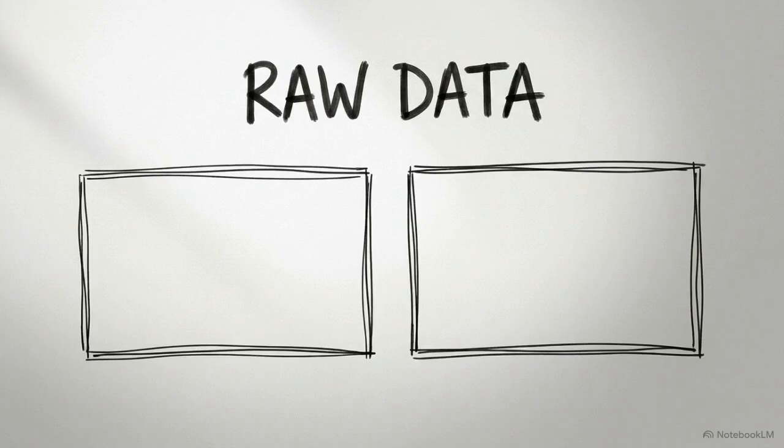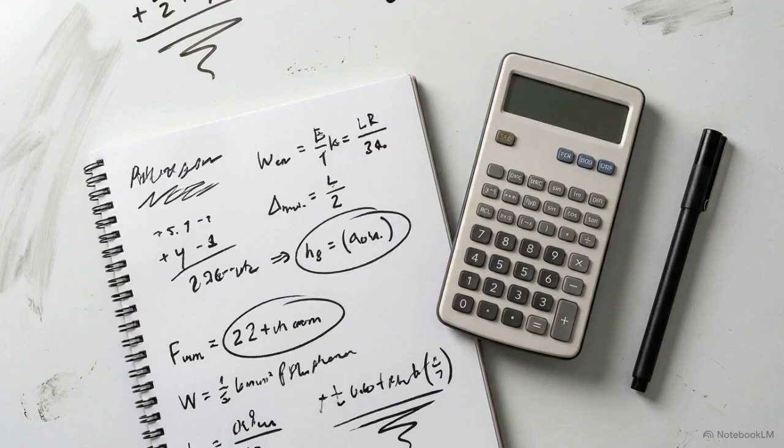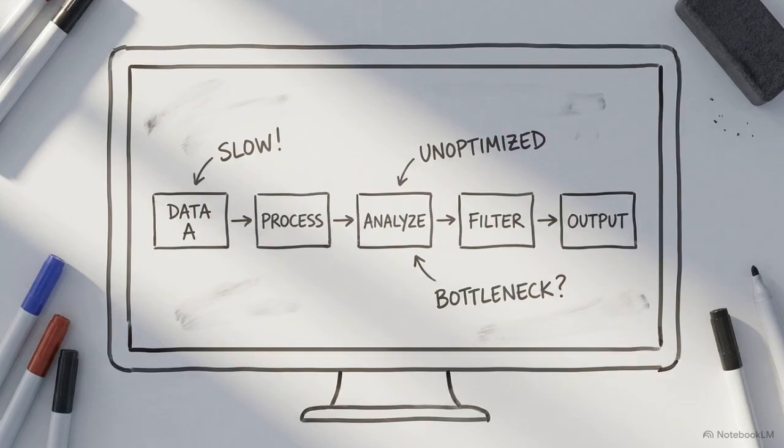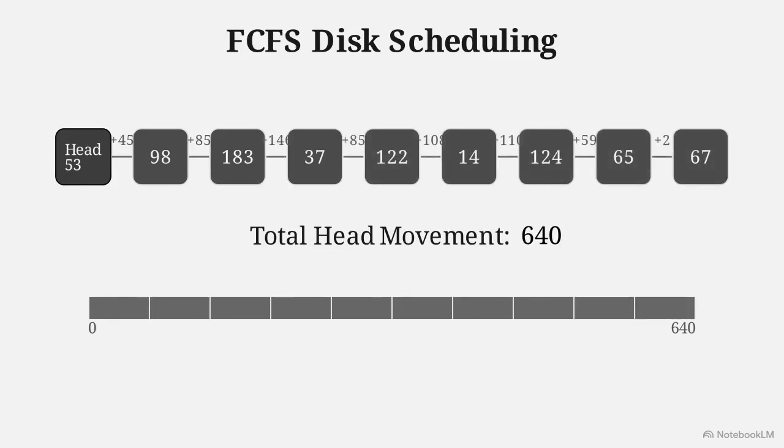This layout shows the exact raw data you will be given to solve the problem. We have 8 incoming disk requests waiting in our queue, and our read-write head is currently starting at position 53. So, grab a piece of paper, a pen, and your calculator. We are going to solve this together. Understanding the rigid, step-by-step logic of FCFS is a mandatory exercise. We need to measure exactly how a simple queue behaves before we can start optimizing it.